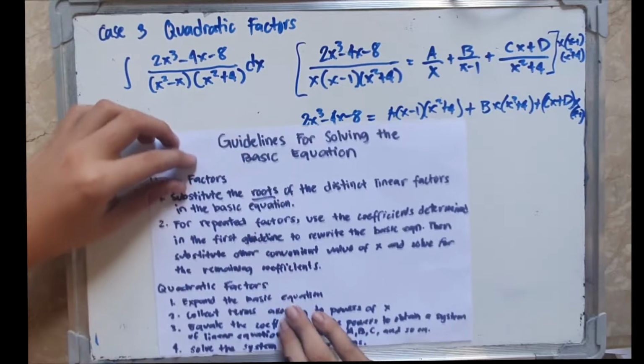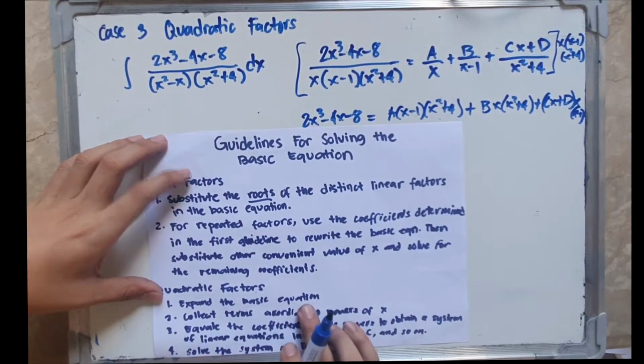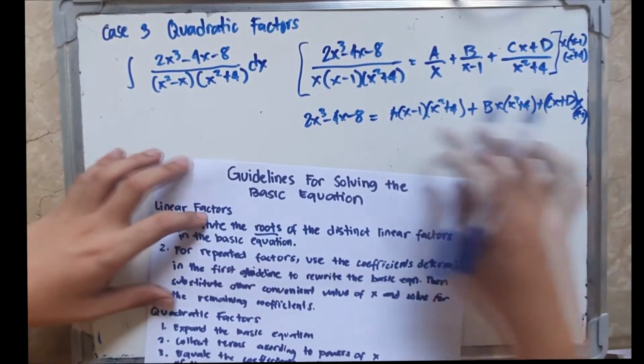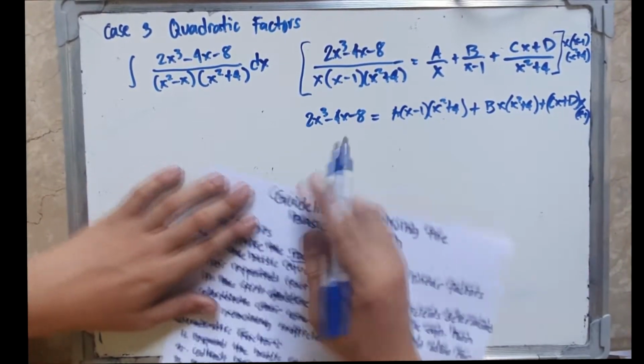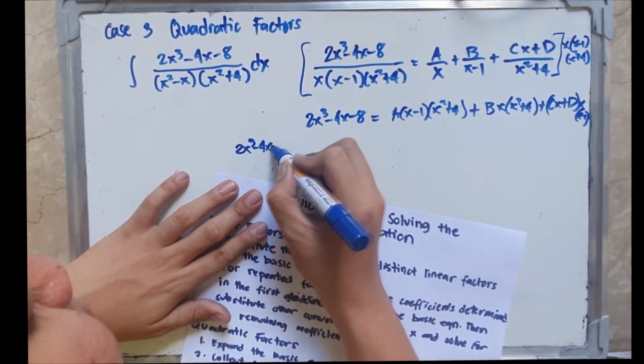Okay, notice in our guidelines for quadratic factors, expand the basic equation. This is our basic equation. We will be expanding this one. So we'll be having 2x cubed minus 4x minus 8.